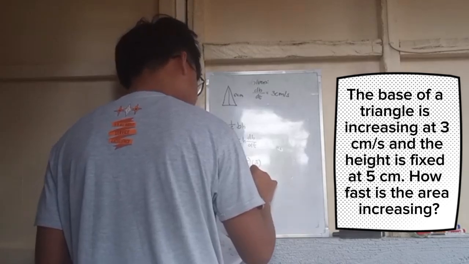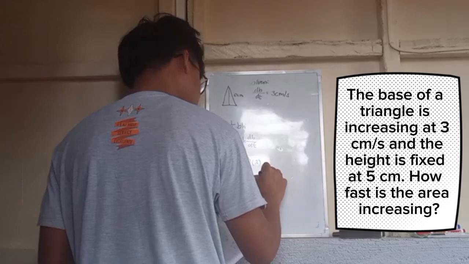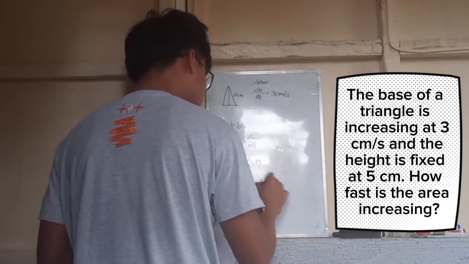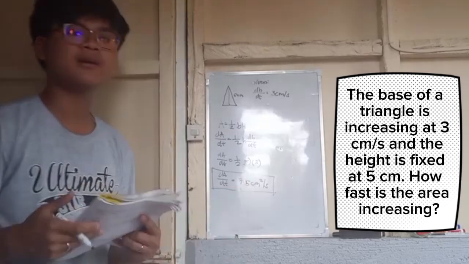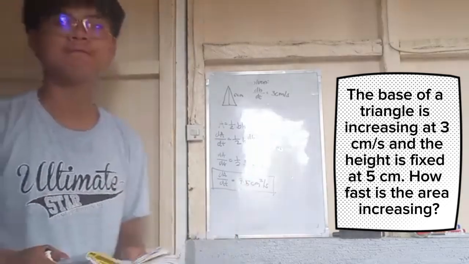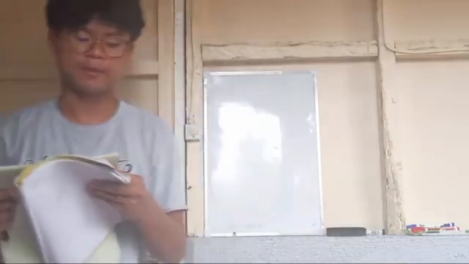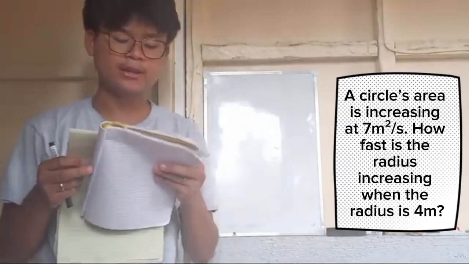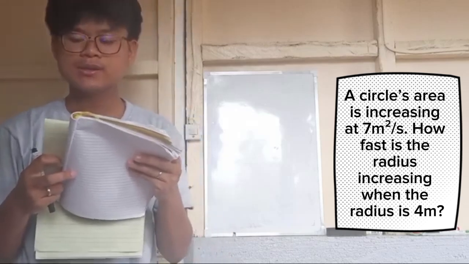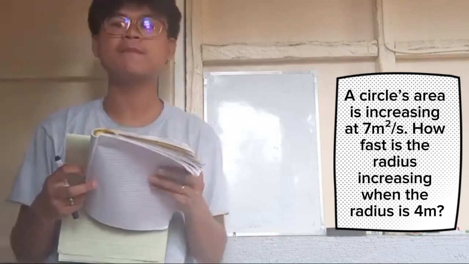So, compute. And you will get the value of 7.5 centimeters squared per second. So now, we have the final value of the rate of the area, which is 7.5 centimeters squared per second. So we'll proceed to the next problem. A circle's area is increasing at 7 meters squared per second. How fast is the radius increasing when the radius is 4 meters?